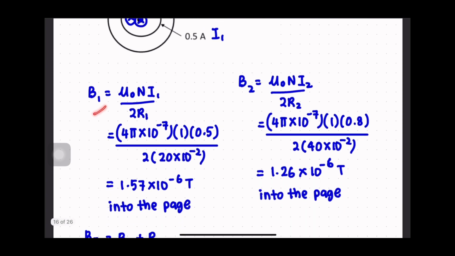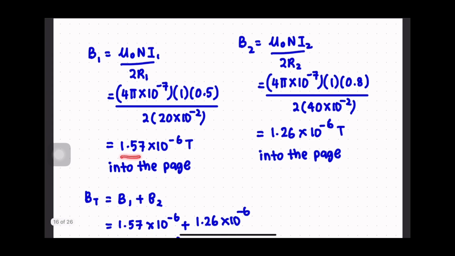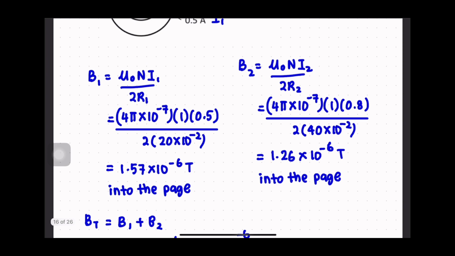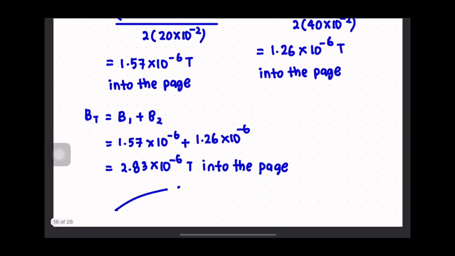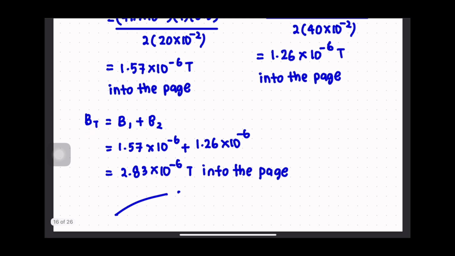Okay, so B1 is equal to mu naught I1 over 2R1. Substitute the values. We get 1.57 times 10 to the power of negative 6 Tesla, directed into the page. For B2, substitute the values. You get 1.26 times 10 to the power of negative 6 Tesla, also into the page. So the resultant magnetic field at point P is given by B1 plus B2. You get 2.83 times 10 to the power of negative 6 Tesla. The direction is into the page.